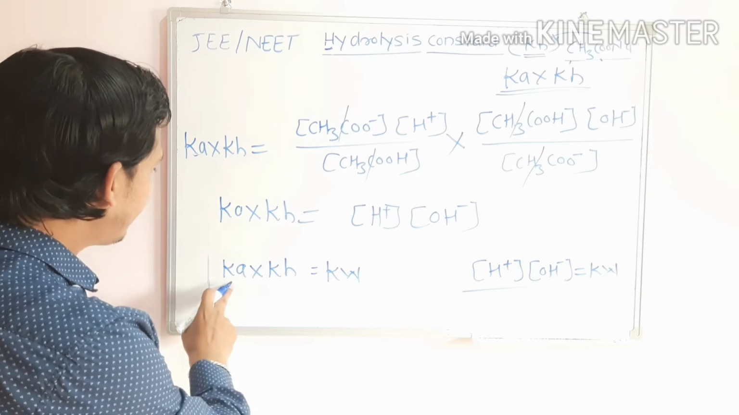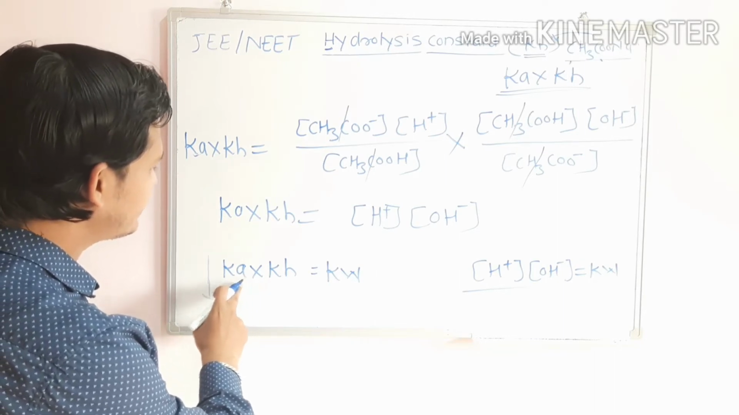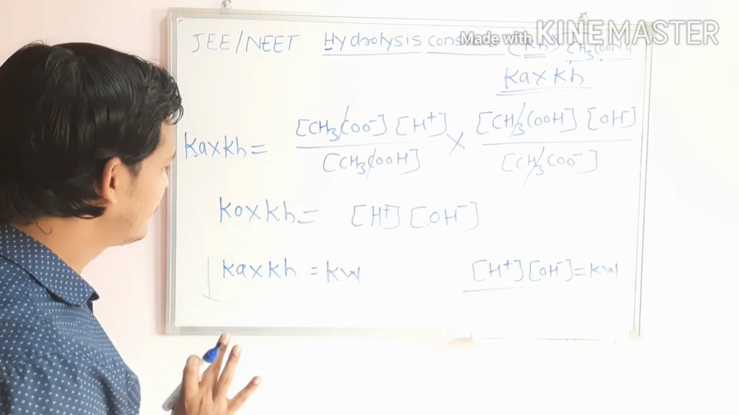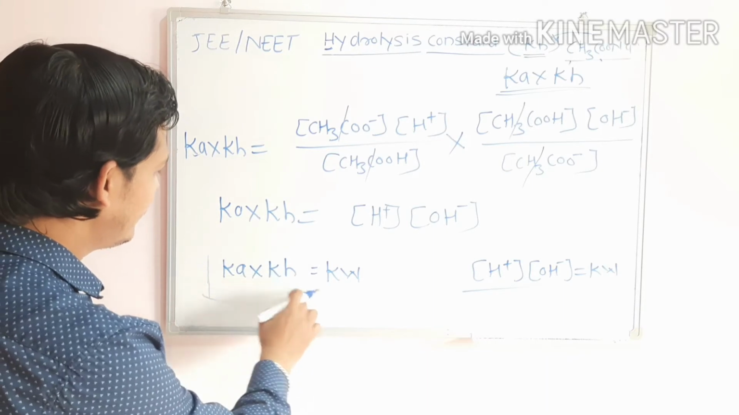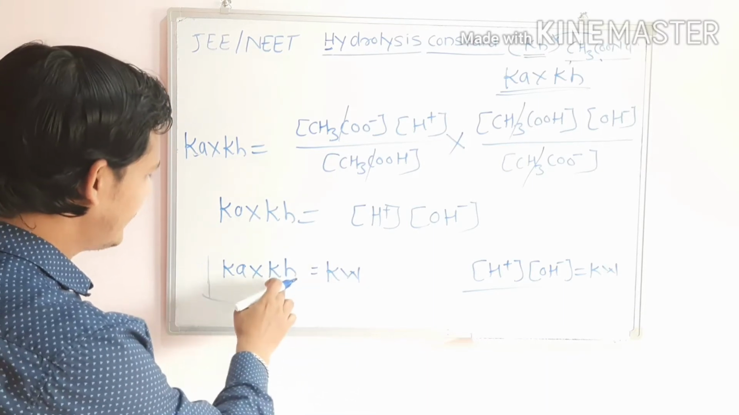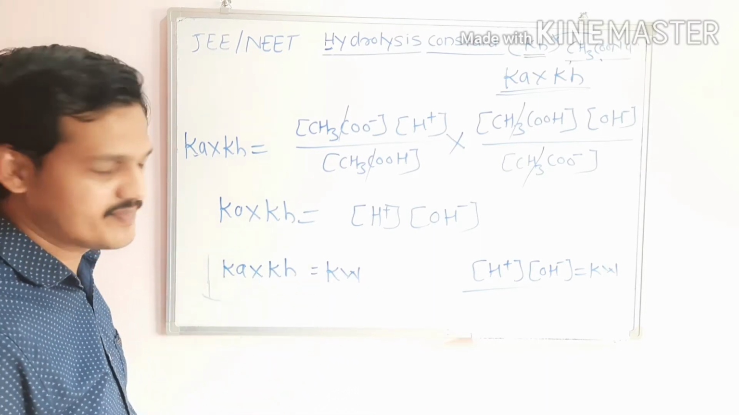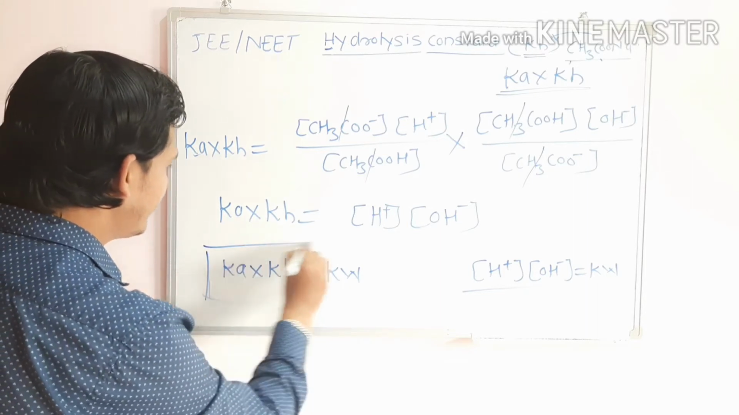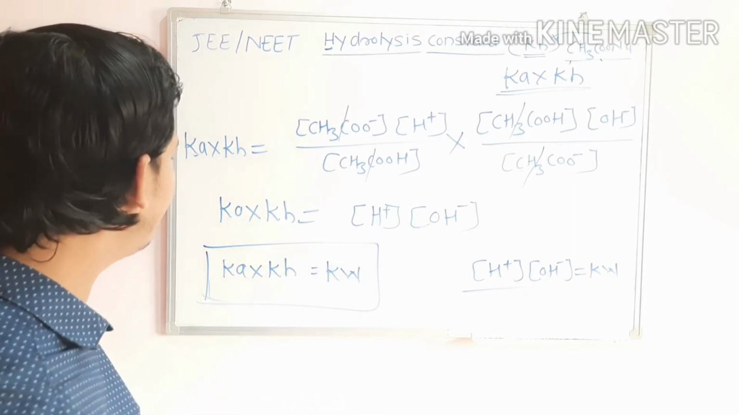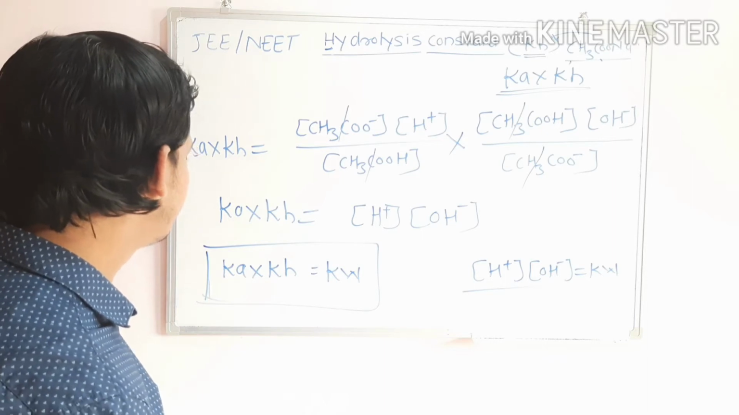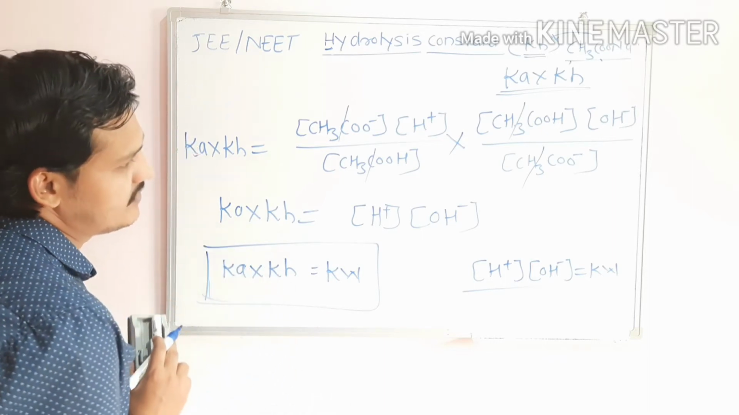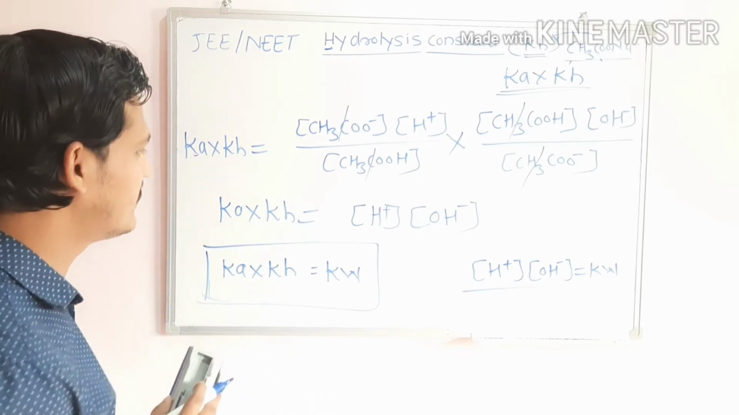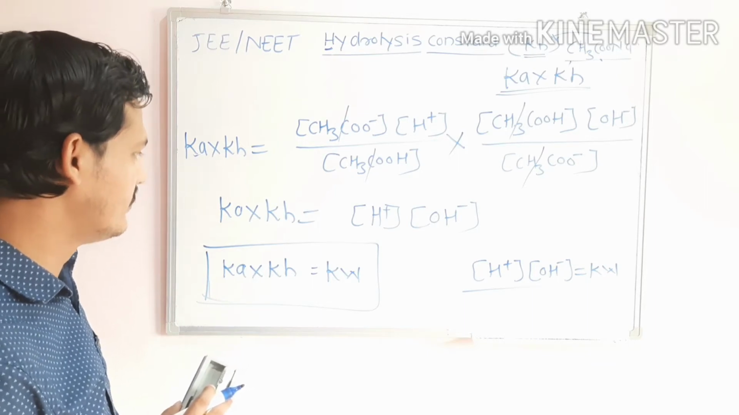If I want K, then Kw has to be moved to the other side. If I want K, then KH has to be moved to the other side. Or if I want KH, then K has to be shifted across. But this is our final equation: K into KH is equal to Kw.